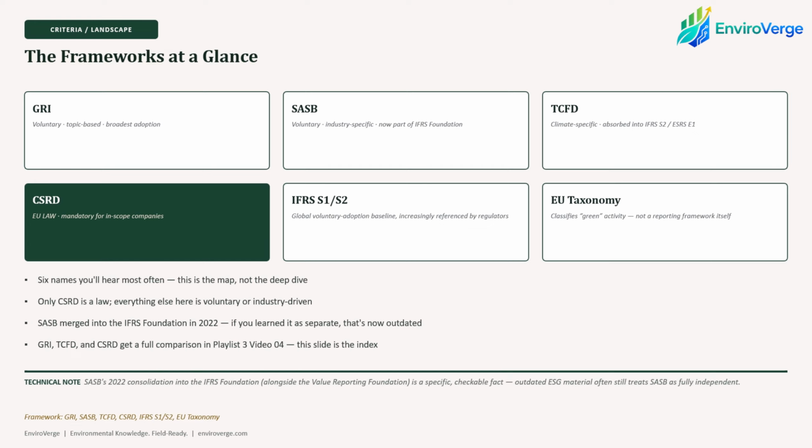GRI, TCFD, and CSRD get a full comparison in the next video in this playlist. This slide is just your map.